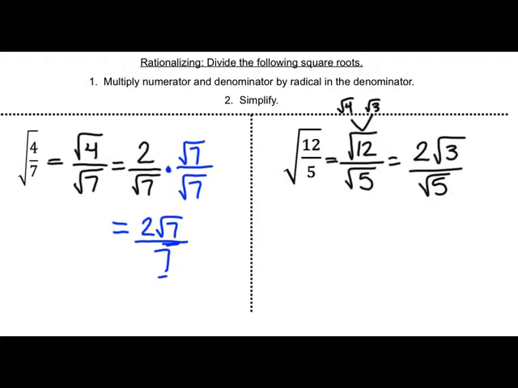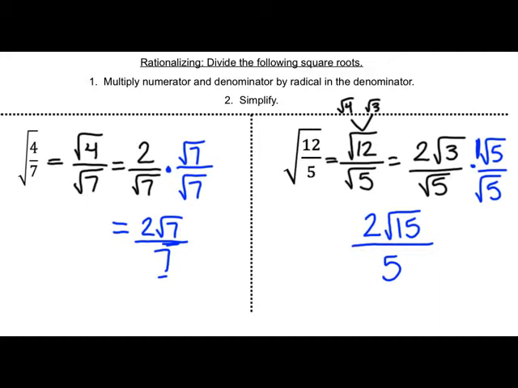I still have a square root in the denominator, so I still need to multiply by it. So I have square root of 5 and square root of 5. Top, my whole number is 2, and I have an imaginary 1 there, so 2 times 1 is 2. We multiply the whole number coefficients. Then, just like with multiplication, we multiply the numbers inside our radical. 3 times 5 is 15 over square root of 5 times the square root of 5 is the square root of 25, which is just plain old 5.